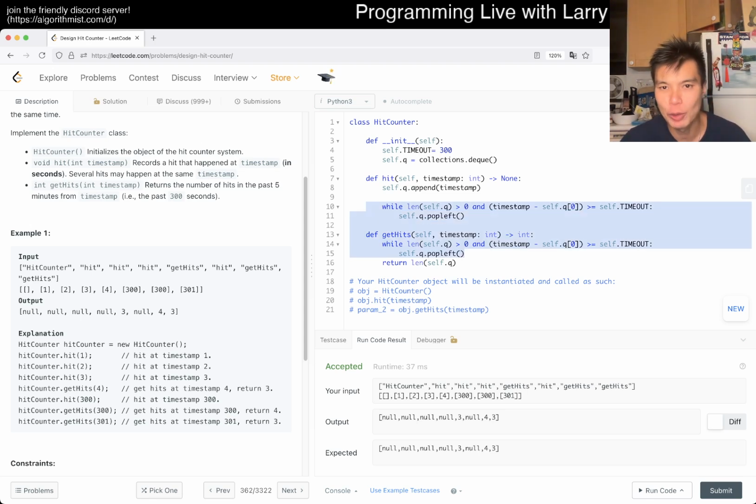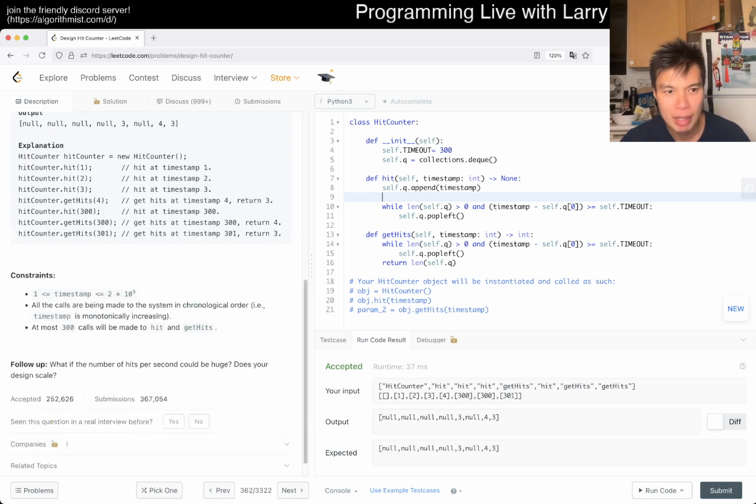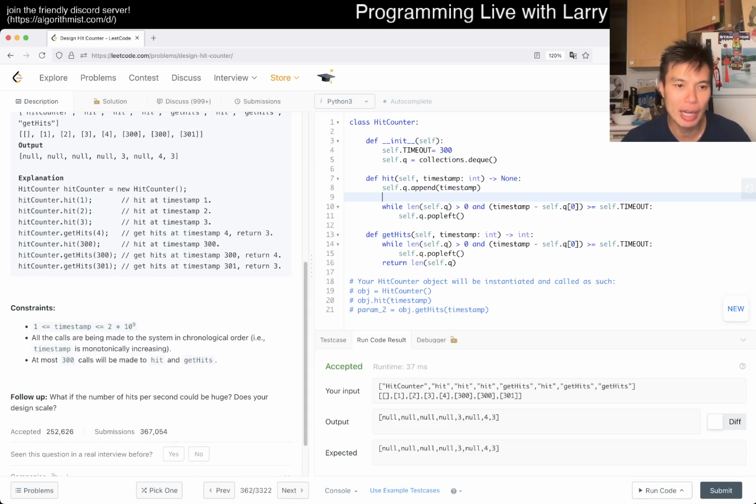So what's the complexity here? We have while loops, which look scary, but really each hit can only be pushed and popped once, so it's only one pop per hit. Not too bad in the sum of all the execution times. And then the question is, what if the number of hits per second could be huge? That's your design scale. Then now we have a lot of things in the deque, or the queue.